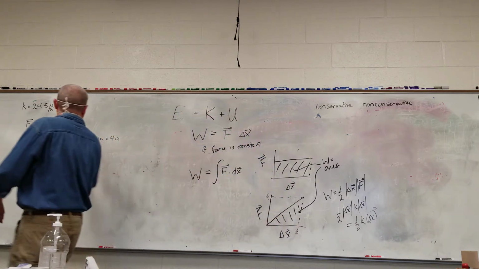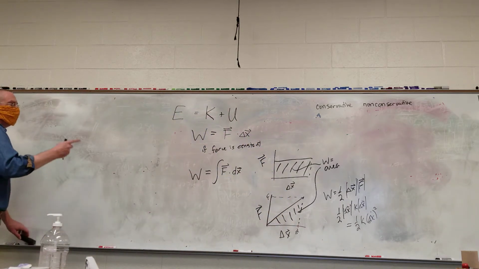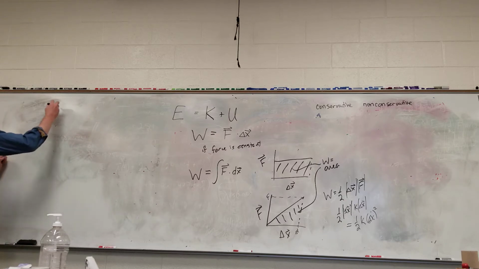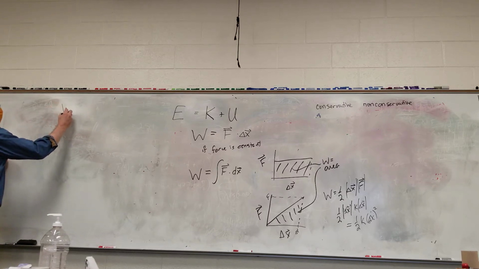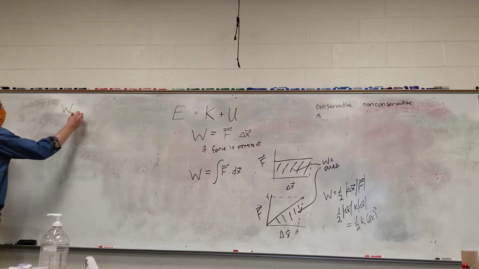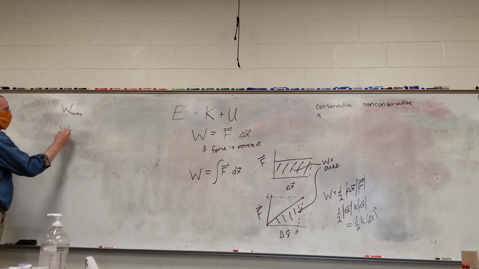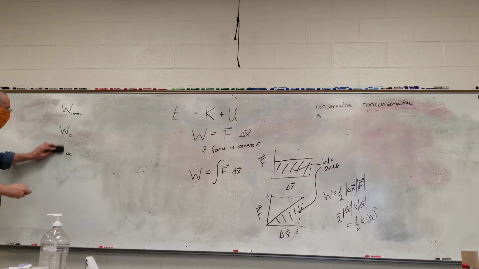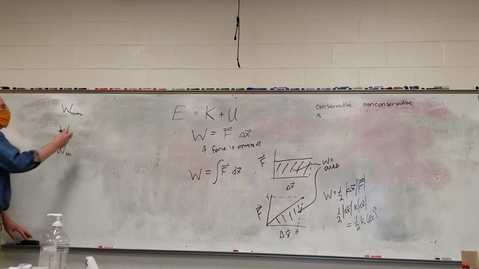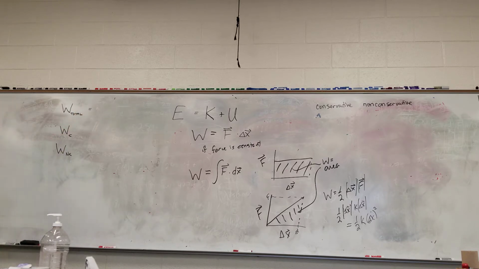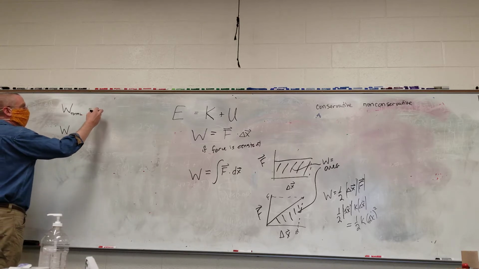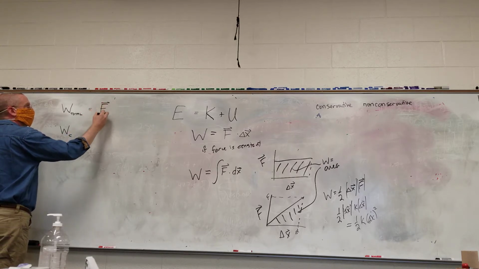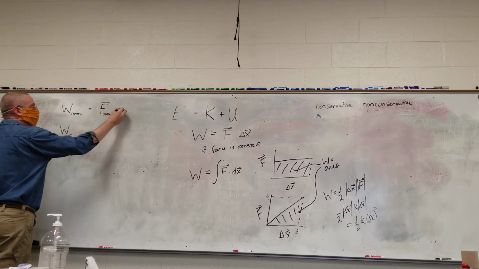So we have work here is force times displacement. We can basically look at it from the point of view of total work, conservative work, and non-conservative work. And that W looks like two V's there. Let's see if we can do that a little bit better. The total work would be the total force times displacement.